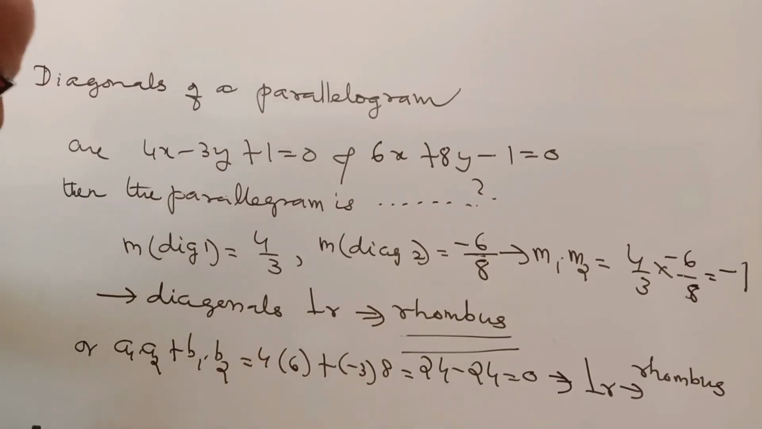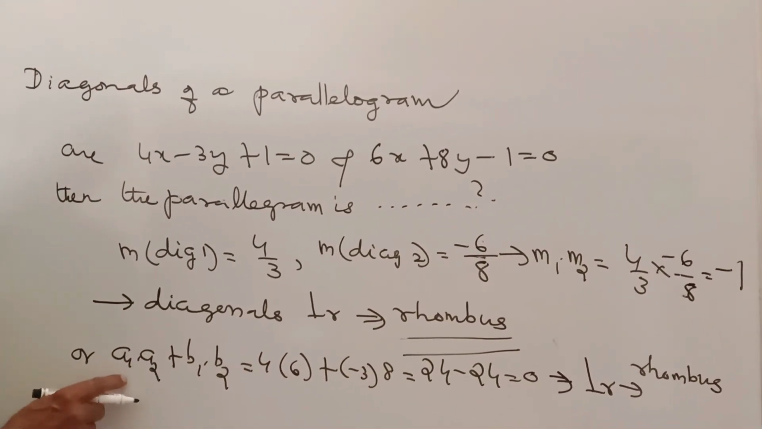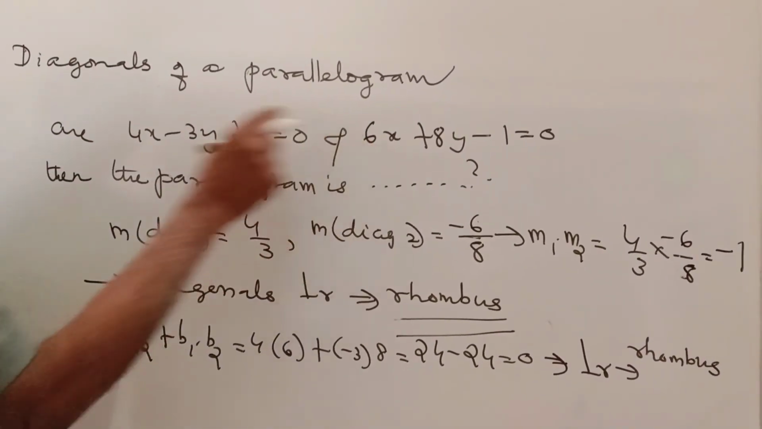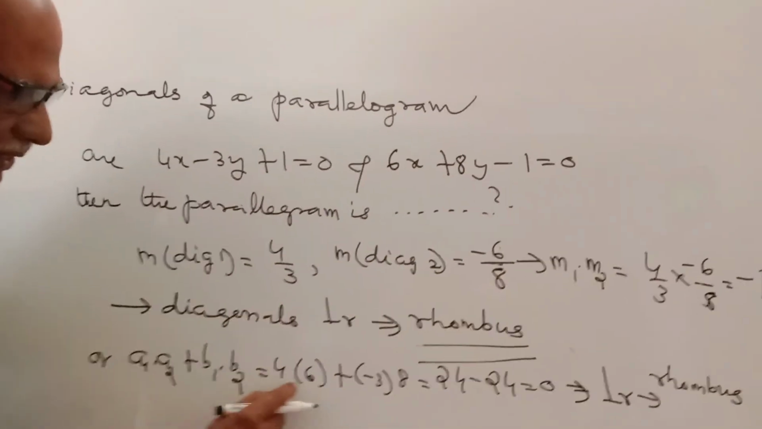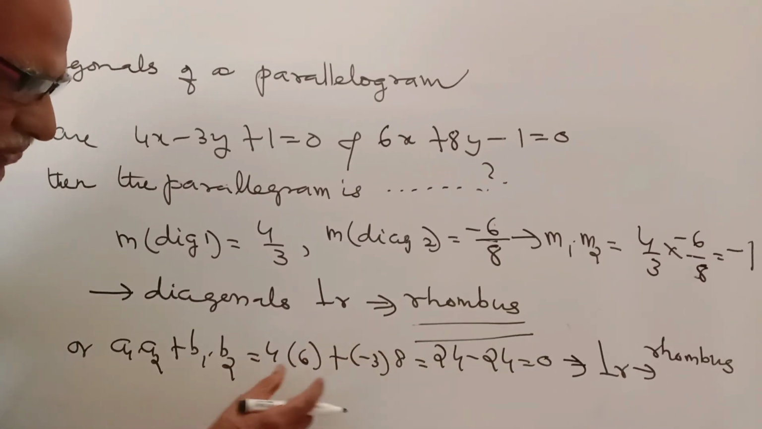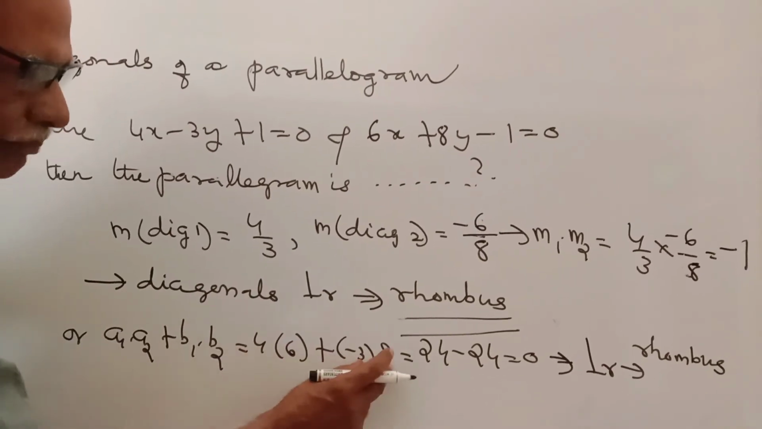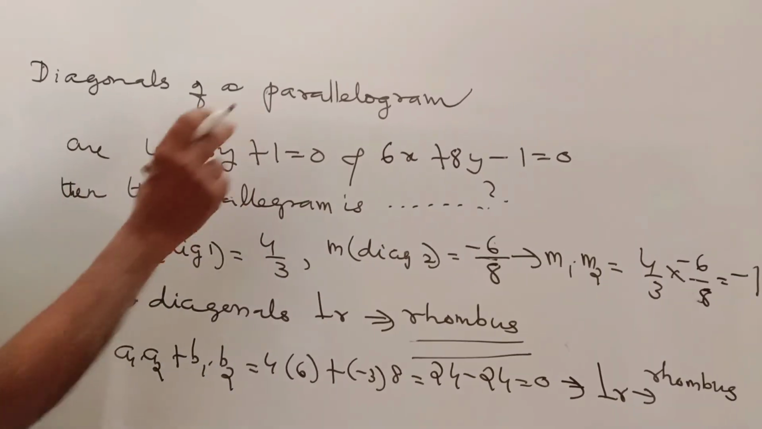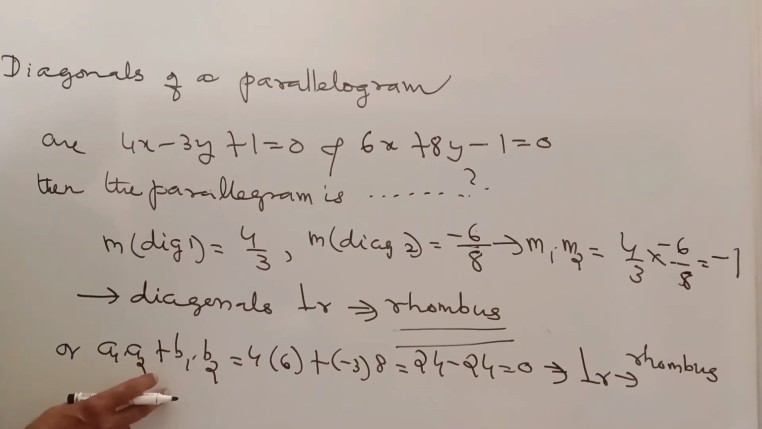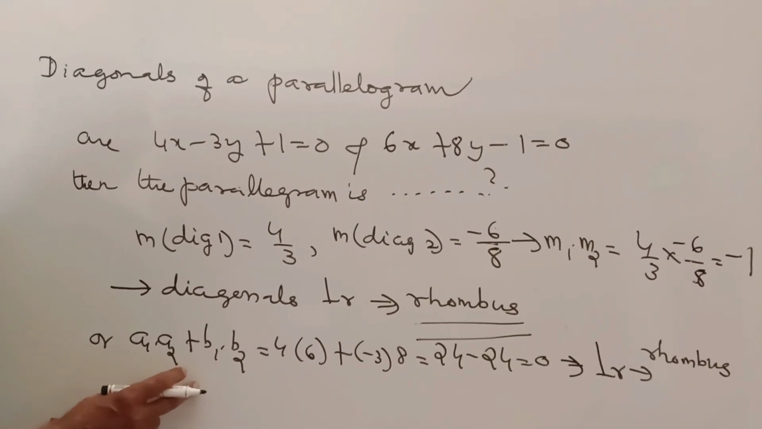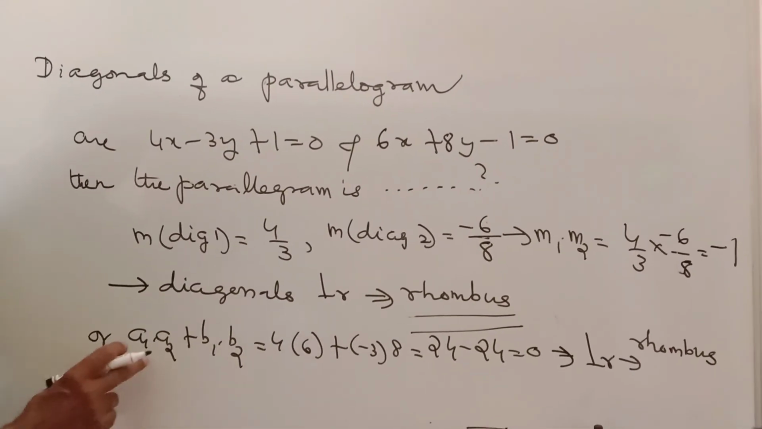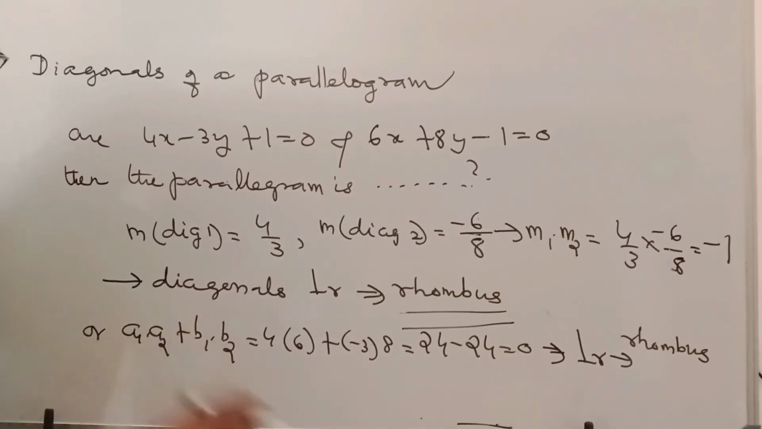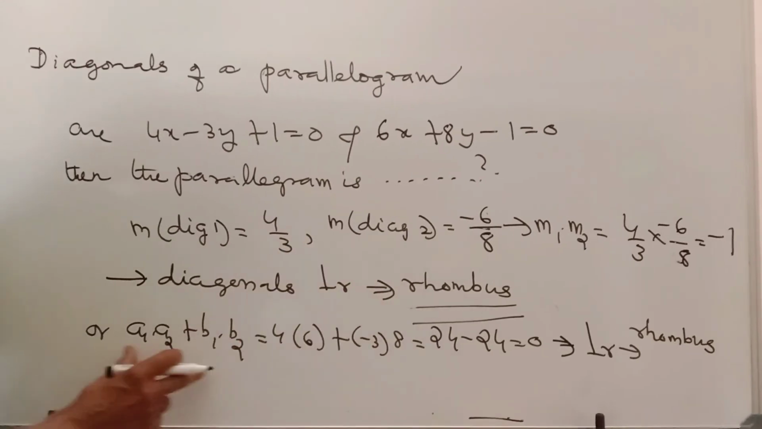Or we can apply our usual formula a1 a2 plus b1 b2 equals 0. 4 into 6 plus minus 3 into 8. We can see it's 0. 4 into 6 is 24, minus 24 is 0. So this formula was provided in the theory for the angle between two lines. If two lines are perpendicular, we need only multiply the coefficients of x, multiply the coefficients of y and add. And if it reduces to 0, the lines are perpendicular.